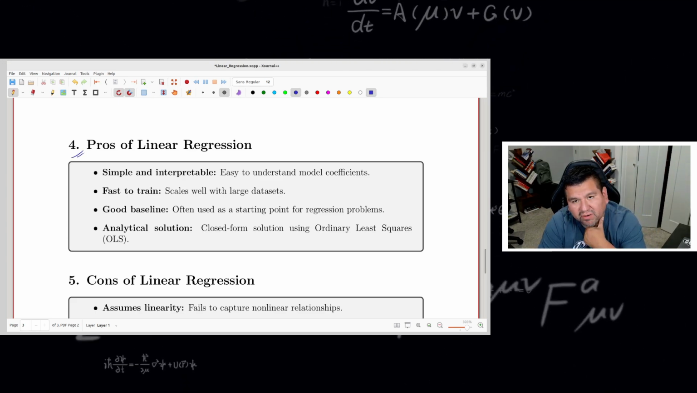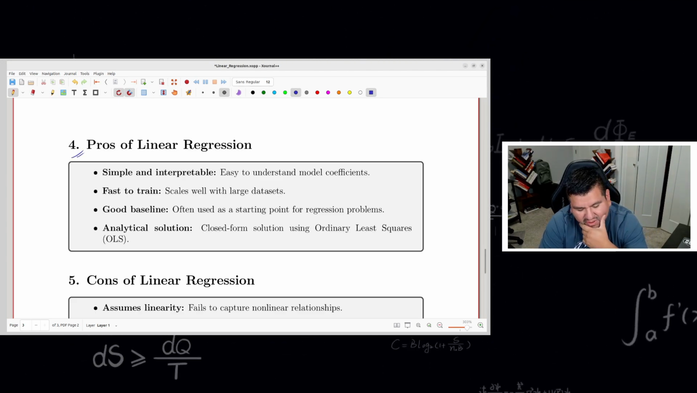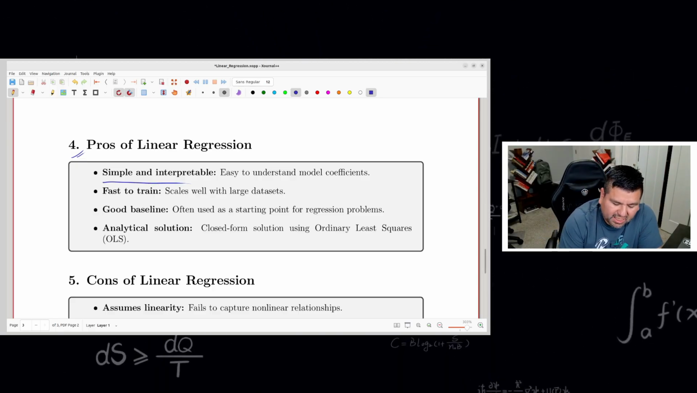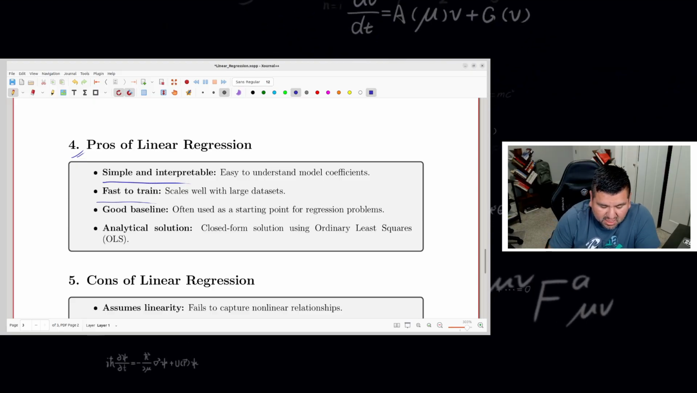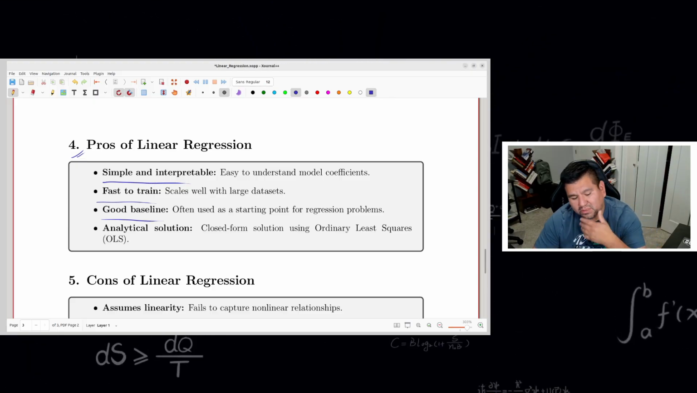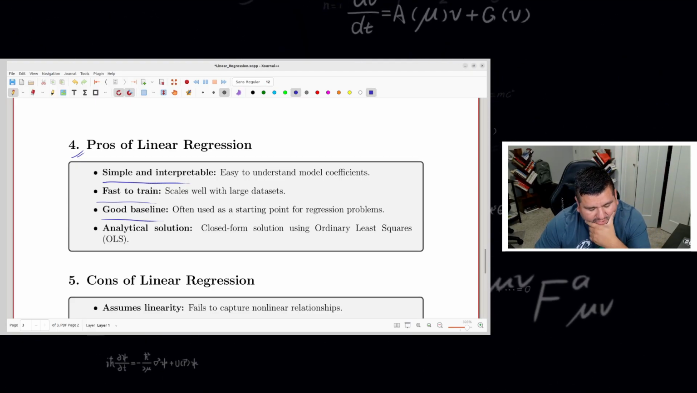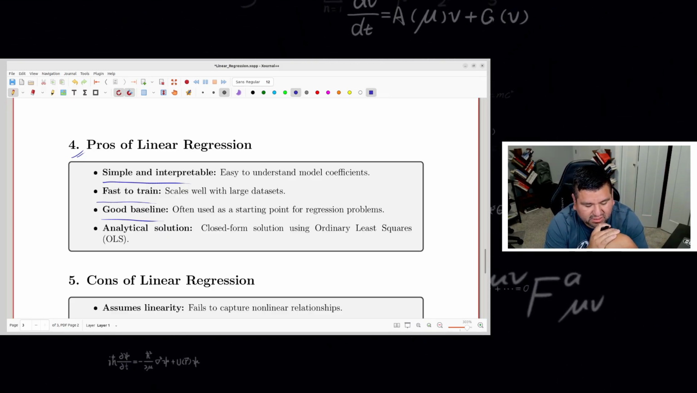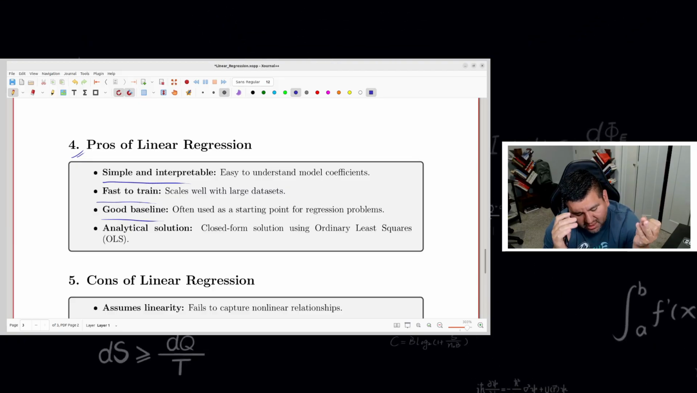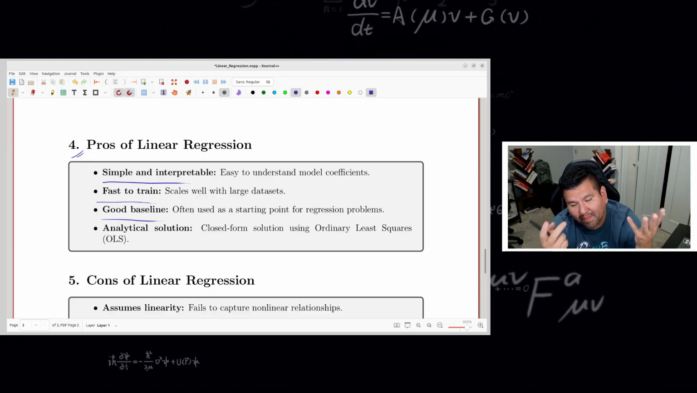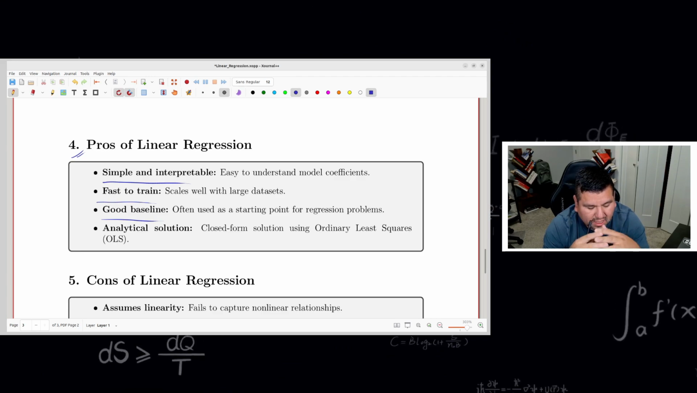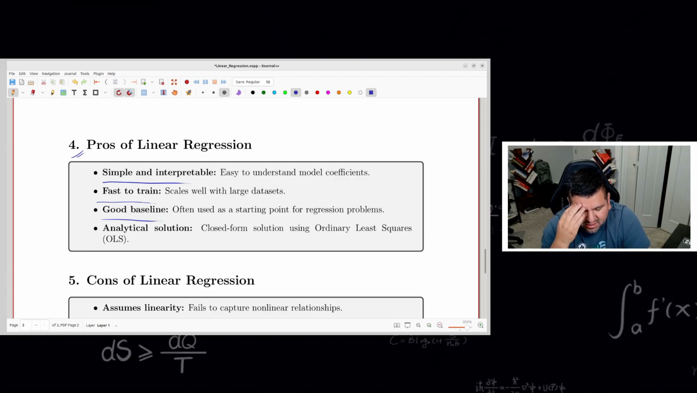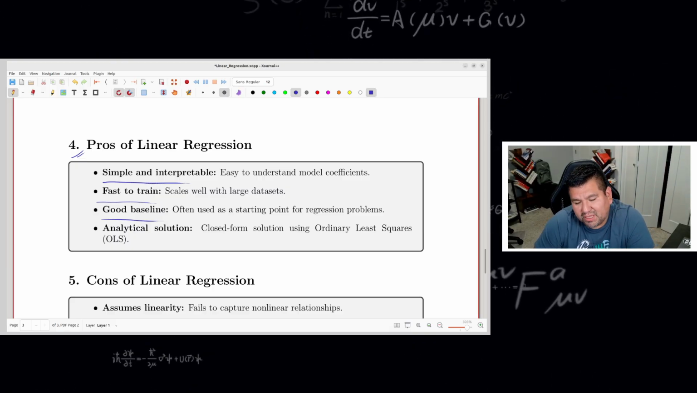What are the pros of the linear regression model? It's simple and interpretable. It's really easy and fast to train. It's a good starting point. Those are some of the pros associated with linear regression. It's simple, easy to understand. You can build a model really easily, and it's a good baseline. I've seen linear regression being applied in many different scenarios.